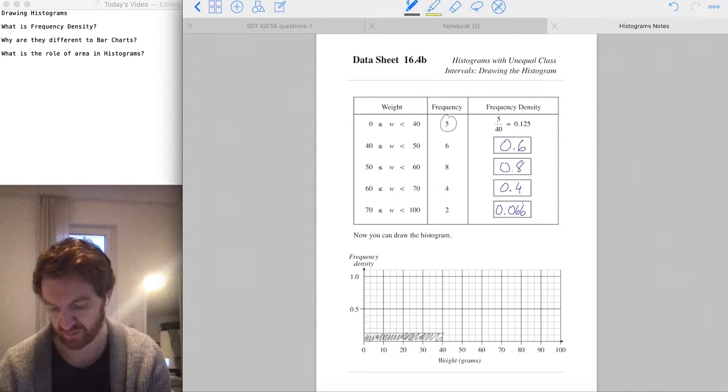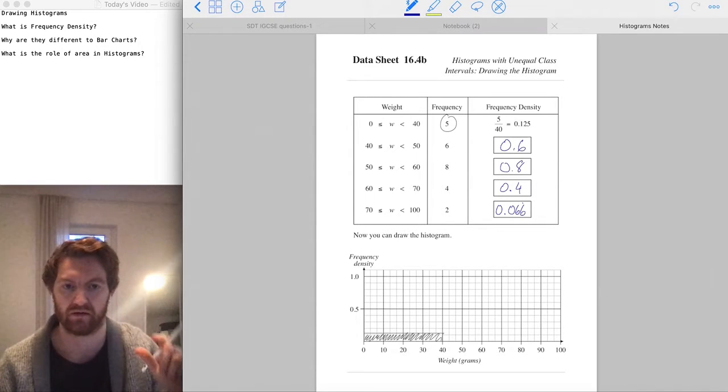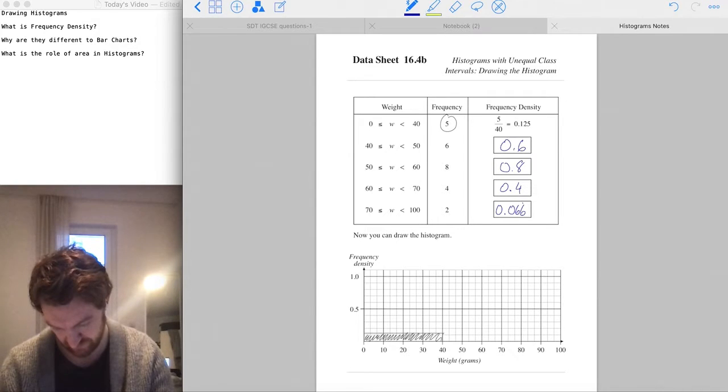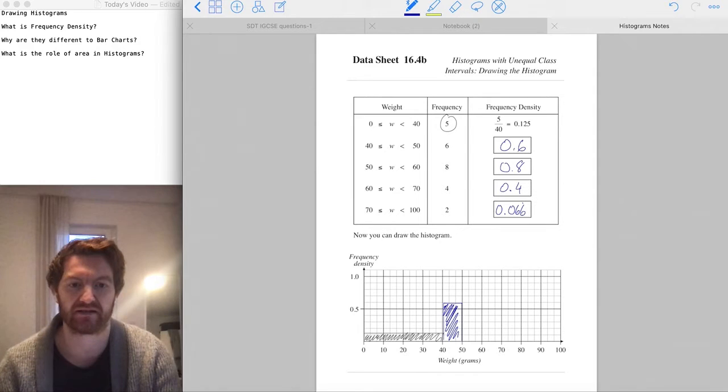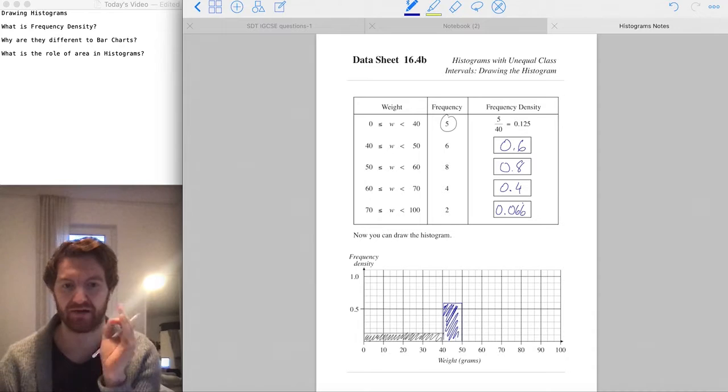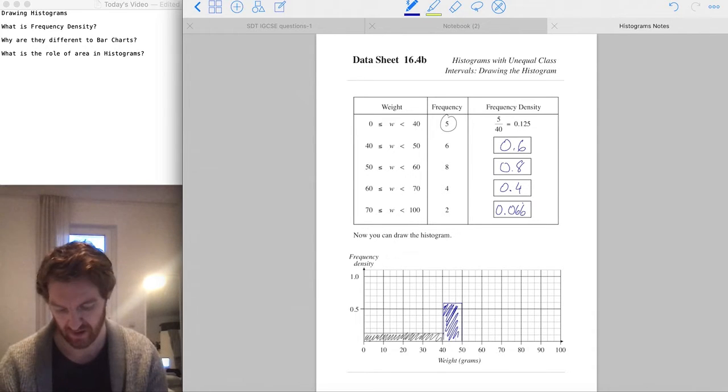The next one is going to be thinner, but it's going to be taller. It represents 6 people, but it's only 10 wide from 40 to 50. But it goes up to 0.6. So again, we go up to 0.6, across and down. And then, just to make it easier to see, we shade it in. So even though that represents only one more person, it's a lot taller, but it's a lot thinner. But the area is 6. We keep plotting this, so let's do the next one. It's 0.8 by 10, so of course it goes across at 0.8.